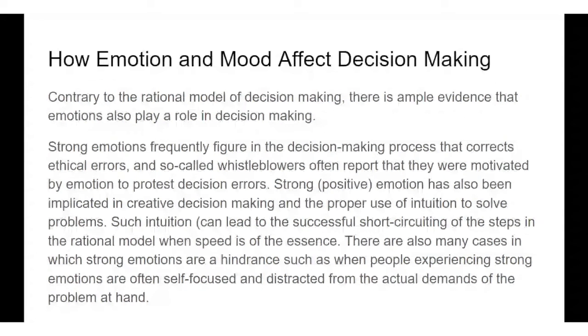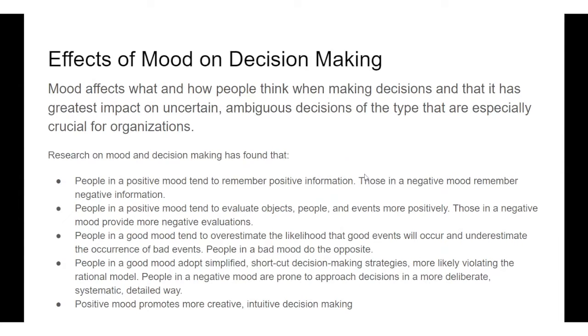So contrary to the rational model of decision-making, there is ample evidence that emotions also play a role in decision-making. Strong emotions frequently figure in the decision-making process that corrects critical errors. So-called whistleblowers often report that they were motivated by emotion to protest decision errors. Strong or positive emotions have also been implicated in creative decision-making and the proper use of intuition to solve problems. Strong intuition can lead to successfully short-circuiting the steps of rational decision-making. Gut feeling, that sort of thing. So, emotion does play into it.